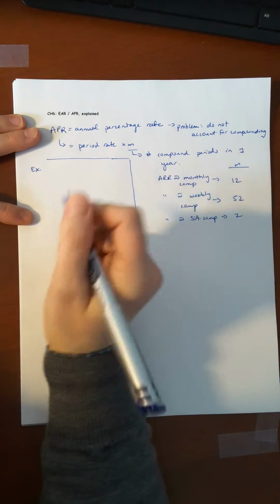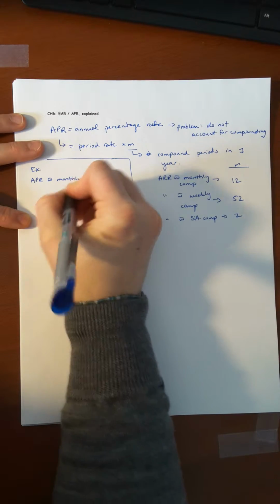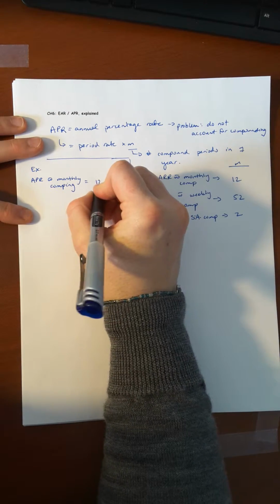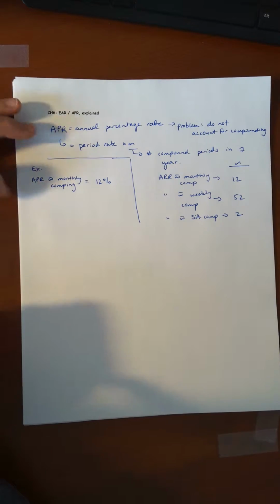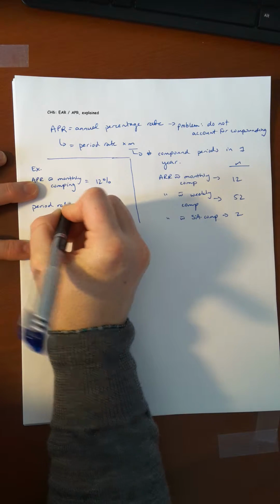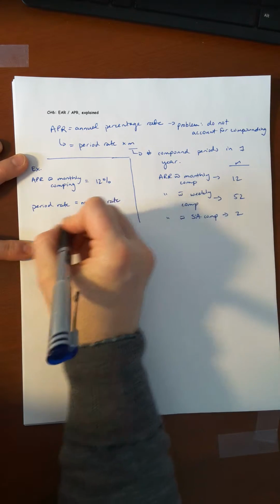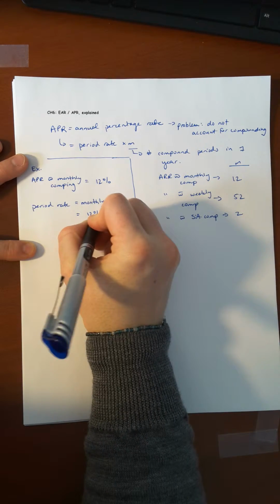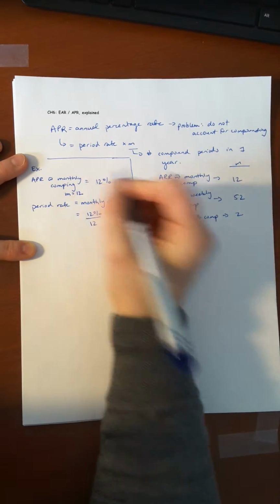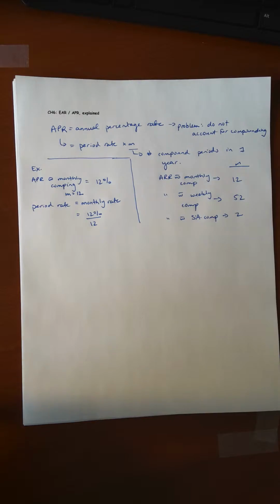So if I give you an APR with monthly compounding equal to, let's make it simple here, 12%, then we can sort out what the period rate is. The period rate here would be a monthly rate, and we can calculate that as 12% divided by 12, because with monthly compounding, our M is going to be 12. So that's an example of APR.